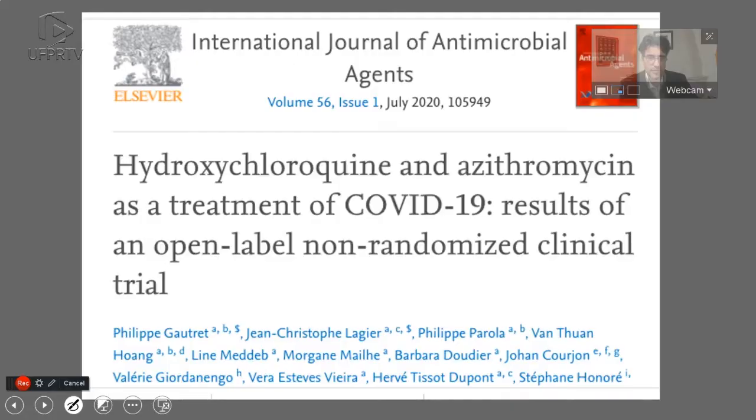But let's stick with limitations for now, and revisit an article that we saw earlier in the course. This was a highly controversial article because it touched off all kinds of debate, even in political circles. This is the Gautret et al. article in the International Journal of Antimicrobial Agents, published in July 2020, but I think it was back in March that they had already released the results of their study in a preprint. This is the hydroxychloroquine and azithromycin treatment study.